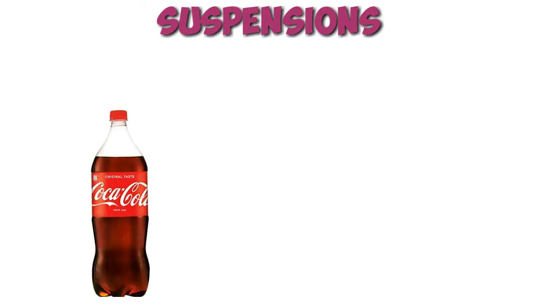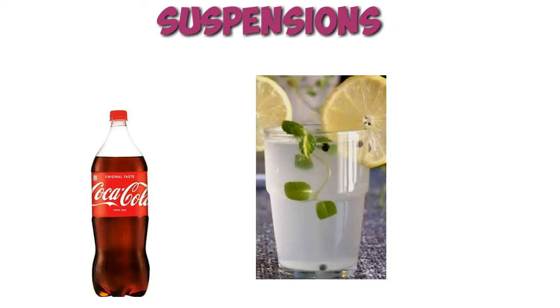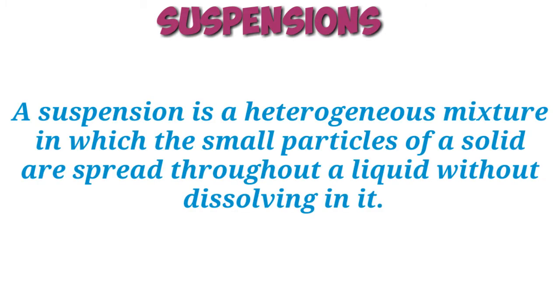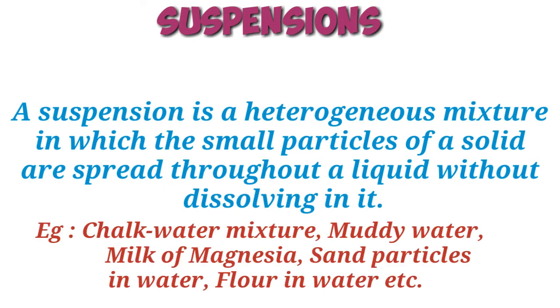Start with suspension. We have studied that substances which are soluble in water form solutions, but those substances which are insoluble in water form suspensions. A suspension is a heterogeneous mixture in which the small particles of a solid are spread throughout a liquid without dissolving it. Some common examples of suspensions are chalk water mixture, muddy water, milk of magnesia, sand particles suspended in water, flour in water, etc.